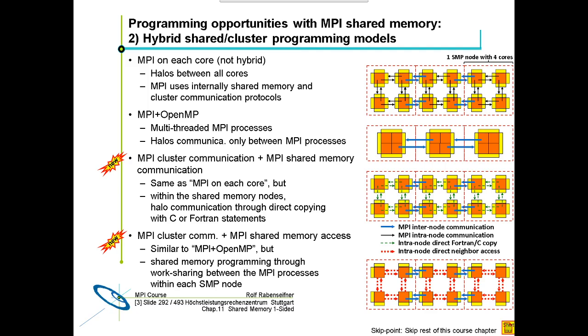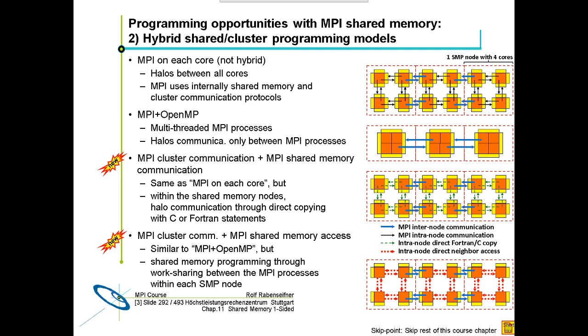And since MPI 3.0, we have the possibility to use MPI for distributed memory communications and MPI shared memory communication. That would imply that the halos inside one node can be implemented just by direct copying with C and Fortran statements, and just updating the halos conveniently without needing to perform a send and receive.